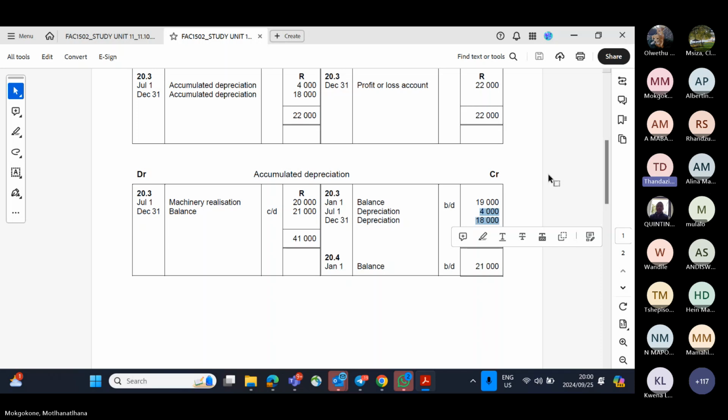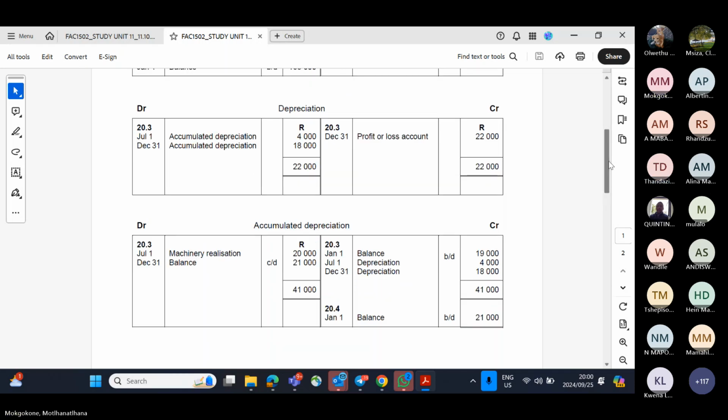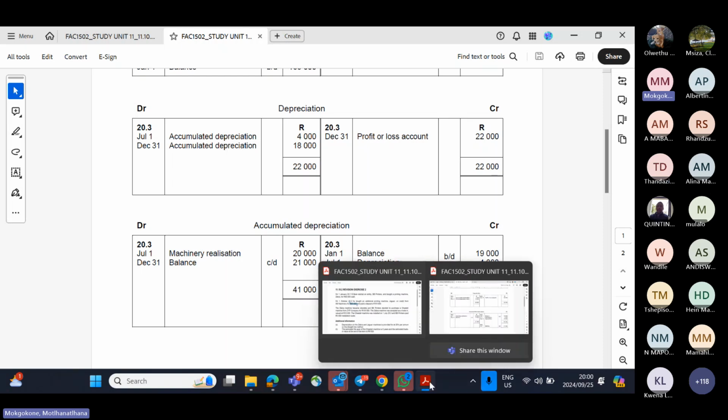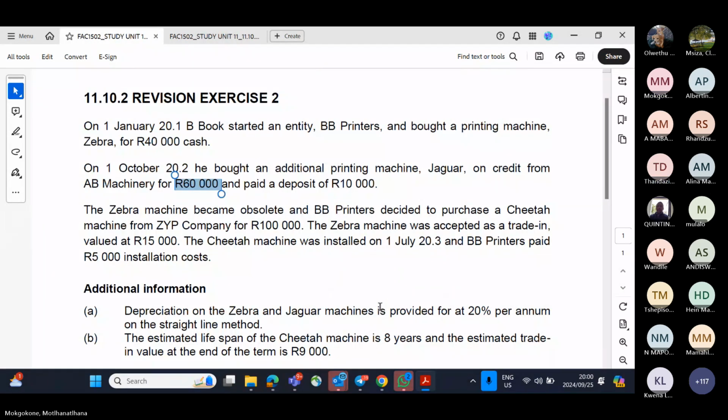We do have some questions now. Can we just pause on that 18,000? We have a question where they are saying, can you please explain once more how we got the 18,000? The 18,000 is coming from here. The 18,000 is coming from the Jaguar machine. Let's see the Jaguar machine.